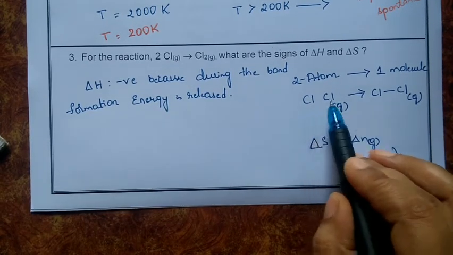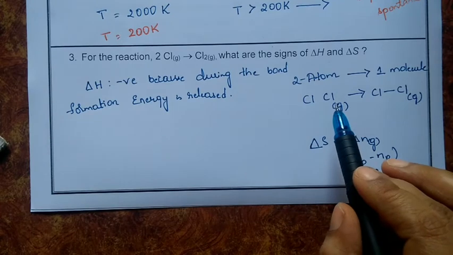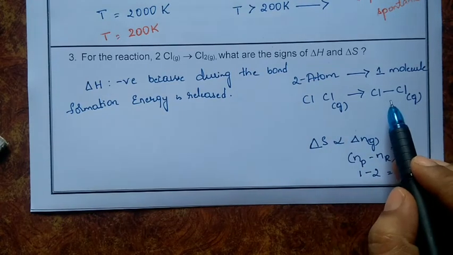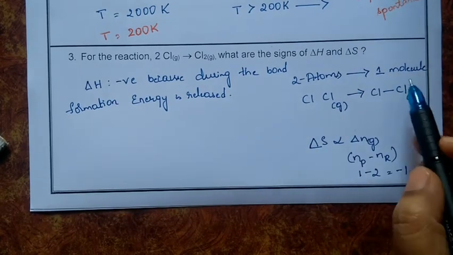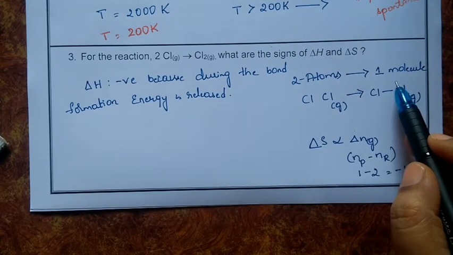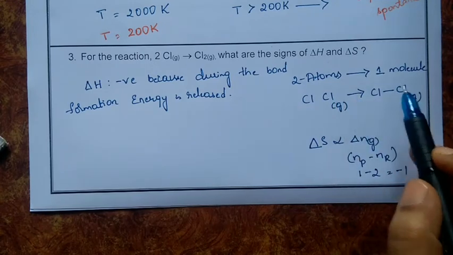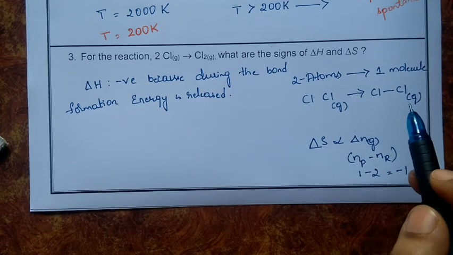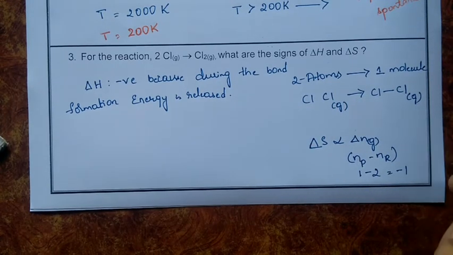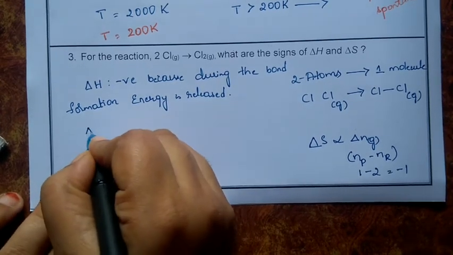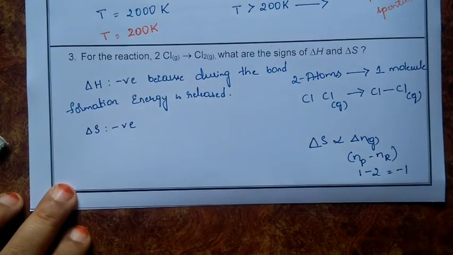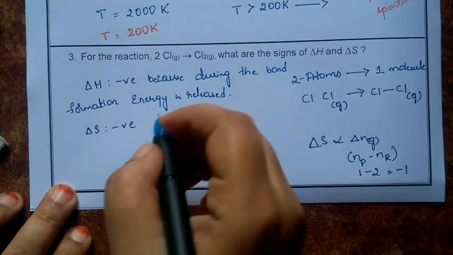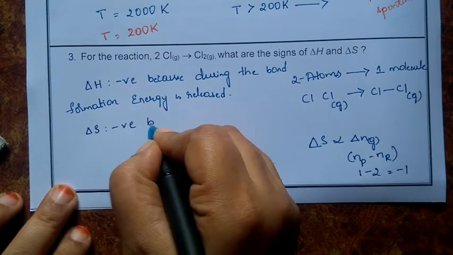Here we have 2 molecules. 2 molecules will show more random movement when compared to 1 molecule. So the randomness is going to decrease, or the disorderliness is going to decrease. Clear? So if it is decreasing, we say that delta S is negative. So why is delta S negative? Because entropy decreases.